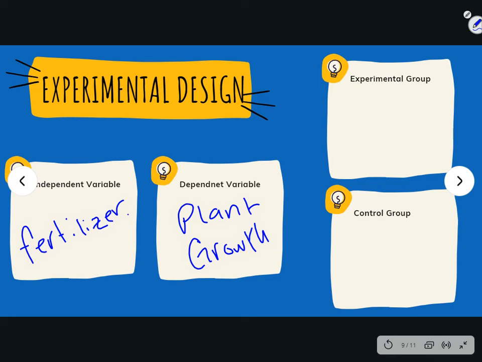So we are going to try different amounts of fertilizer on a plant to see if it will grow or shrink, right? Whether or not that plant grows, that's our dependent variable because it depends on what fertilizer we're using. So what would be our control group? What would be the standard to which we're comparing?